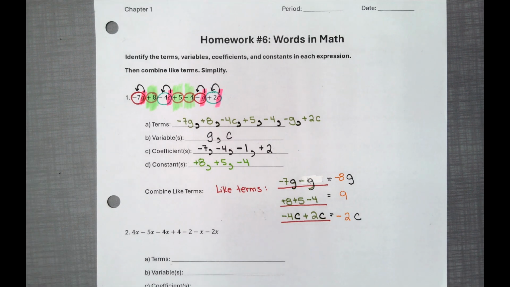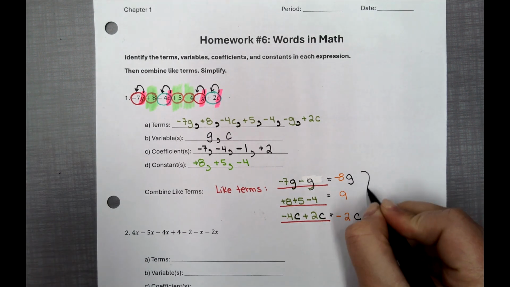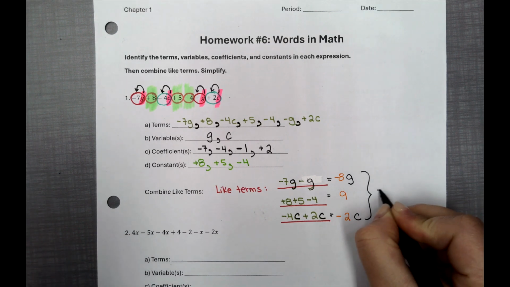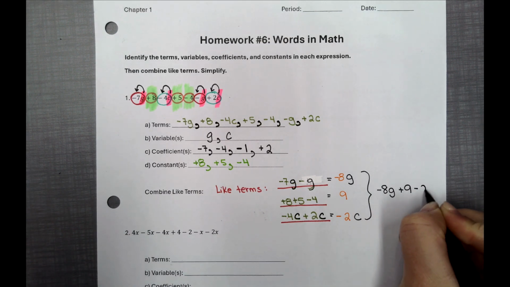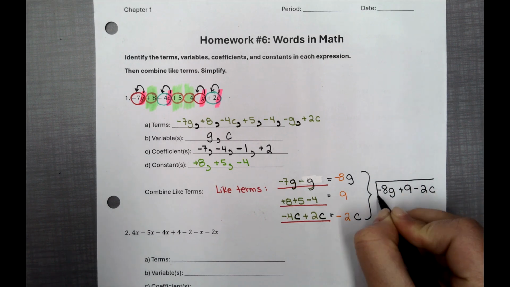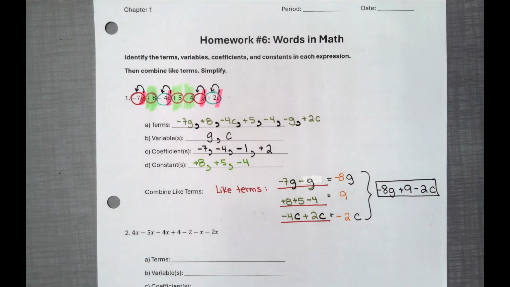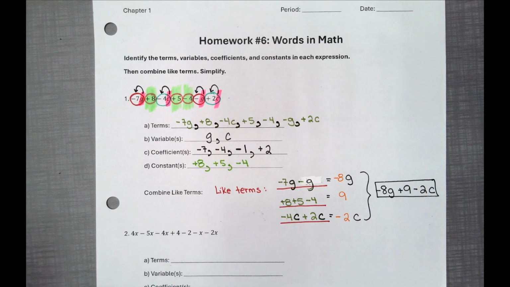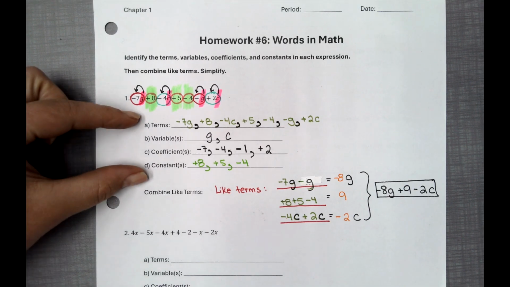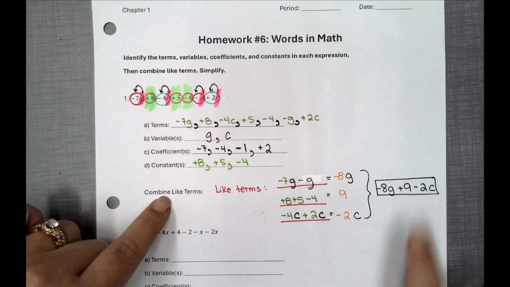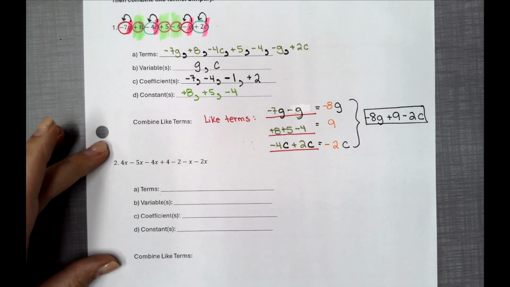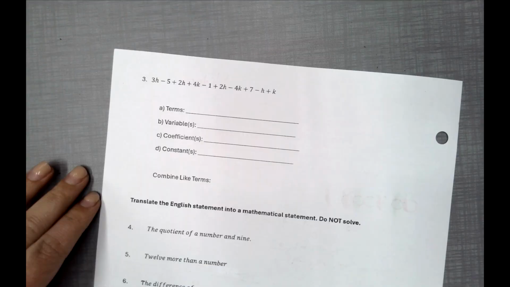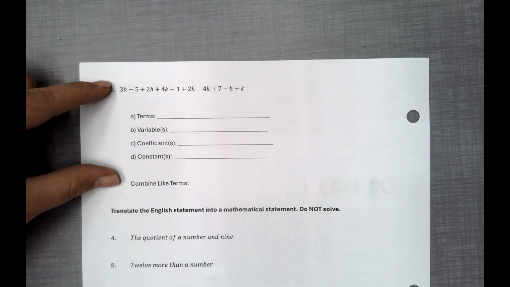Remember, this is not our answer. In order to have our answer, we have to write this together. -8G, +9, -2C is our answer. When you're done with your answer, put a box around it and that is question number 1. So question number 1, A, B, C, D, and combine like terms here. Work on question number 2 on your own. Flip it over. Work on question number 3 on your own.